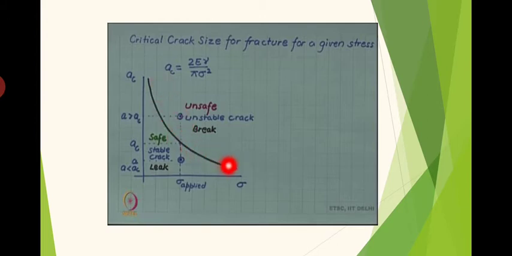So I am considering 2 points. See, for a constant sigma applied, I am considering a point somewhere here. The crack size is only this much. A is the crack size. So that means this point is within the safe region. There is no crack propagation with this applied stress if the crack size is A.